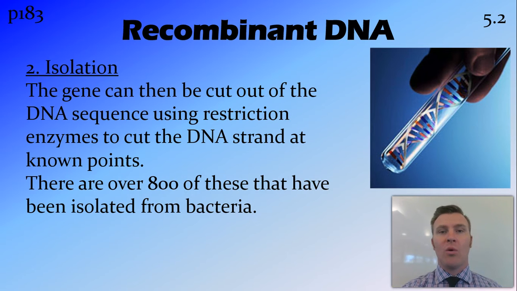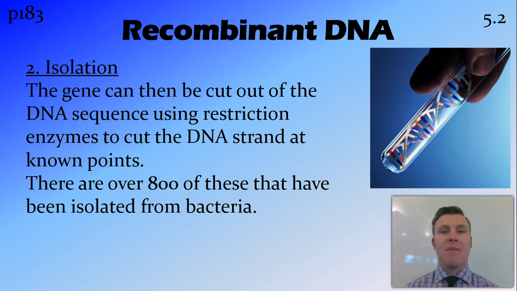Once we have worked out where that gene is, we then need to isolate the gene. And the way that we do this is by using what's called DNA restriction enzymes. And these are enzymes that cut the DNA at known points. And basically, most of these are isolated from bacteria. So they're enzymes that we've taken out of bacteria. And we've got about 800 different ones that we know and can use.